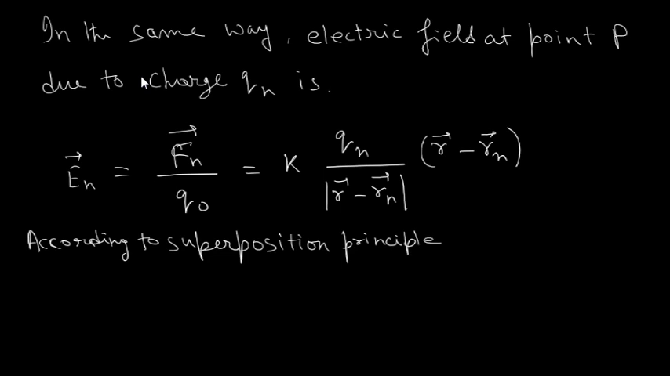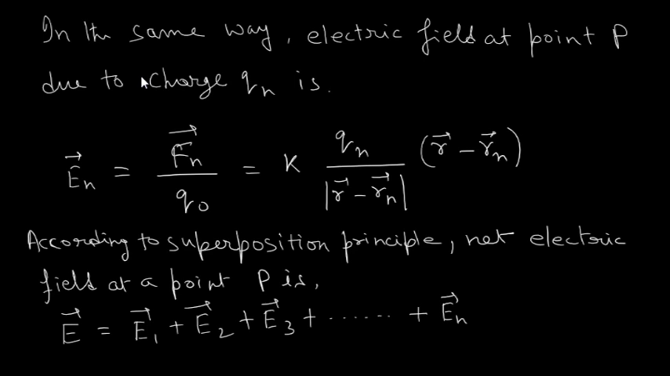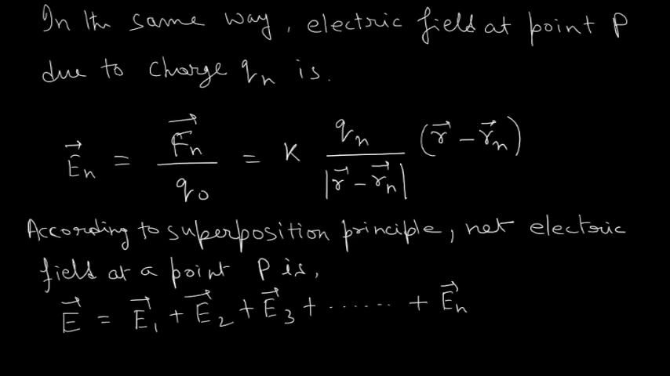According to superposition principle, net electric field at a point P is E1 plus E2 plus E3 up to En. Therefore, we can put the values of E1, E2, E3 and En, we'll get the net electric field.